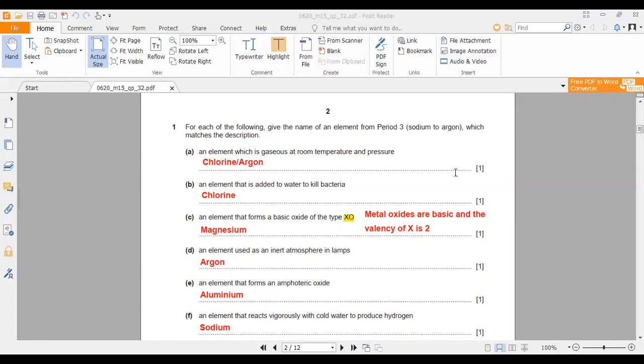Then an element that forms a basic oxide. So basic oxide, metal oxides are basic, we know that. And the type is XO. XO means the valency of X is the same as the valency of oxygen, which is 2, so the valency of X should also be 2. So it is a group 2 element. It could be magnesium. An element used as an inert atmosphere in lamps, argon. An element that forms an amphoteric oxide, aluminium.